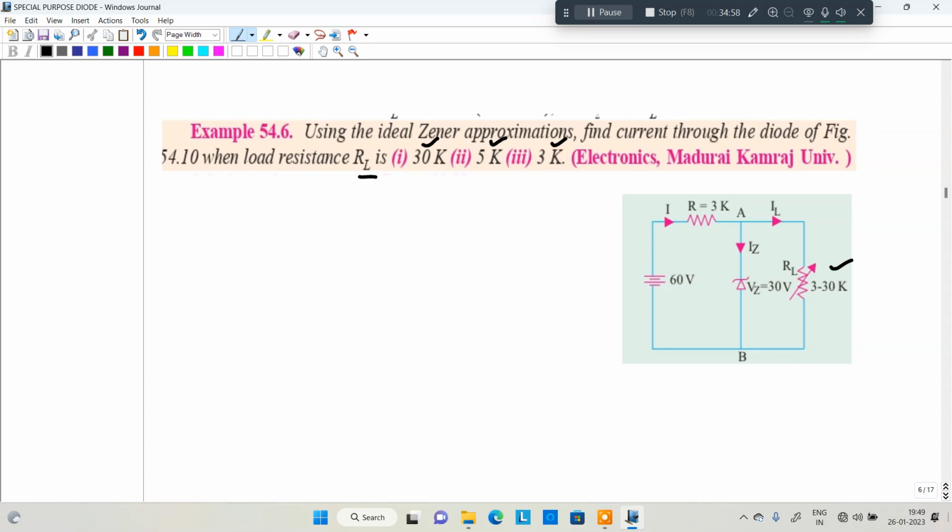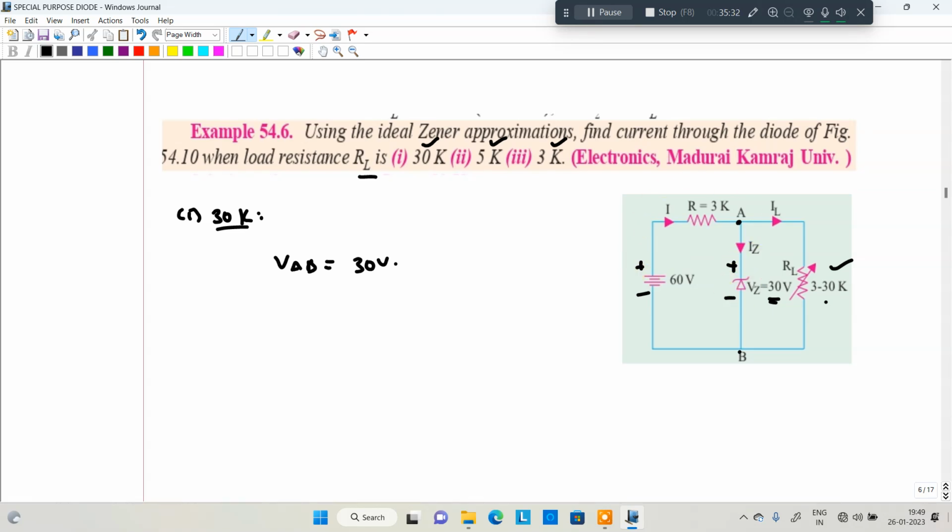So in the first case, I am taking 30k. When I am taking the 30 kilo ohm load, VAB, the voltage across the zener diode, will be 30 volt. That is a constant, irrespective of the load you connect, irrespective of the input you connect, that is 30 volt. After that, check whether it is forward bias or reverse bias, plus and minus. It is reverse bias, okay, satisfied.